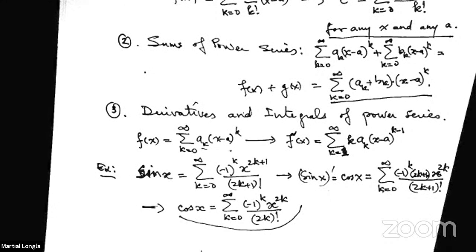Notice that this time I didn't have to take any derivatives and plug anything in. I just used the fact that I know that the derivative of sine x is cosine x, and that allows me to find the power series of cosine x. All right?